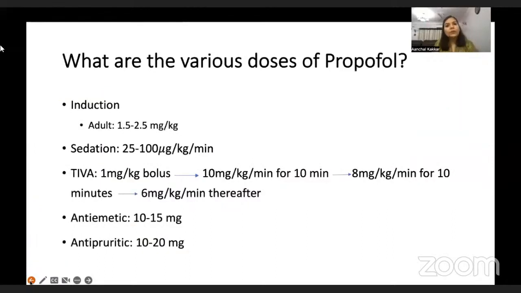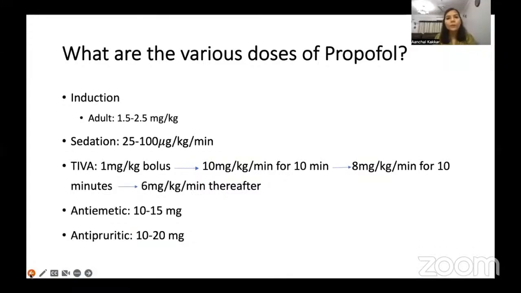So what are the various doses? When we are talking about induction through propofol, what are the various doses? The dose in adults is 1.5 to 2.5 milligram per kg. In children, higher doses are required because of the higher metabolism through the liver and the greater volume of distribution. Then, propofol is used as a sedation drug also. The dose is 25 to 100 microgram per kg per minute.